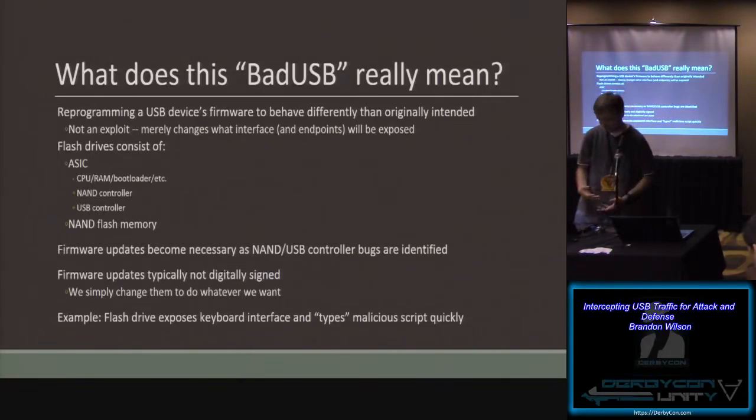And naturally, since it's complicated, there are firmware updates for it that become necessary from time to time as NAND and USB controller bugs are identified and fixed. And the big problem here is that these firmware updates are typically not cryptographically signed, so we are free to change them to do whatever we want, flash it back to the device, and then we own it. So, for example, instead of a flash drive's firmware choosing to expose a mass storage interface, which is what it would normally do, it instead exposes a keyboard interface with an incoming interrupt endpoint and then quote-unquote types out some malicious scripts as quickly as it can before the user knows what happened.